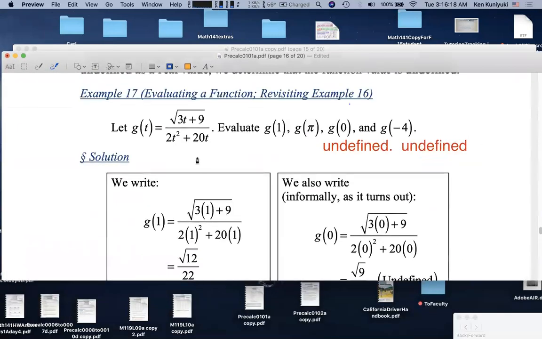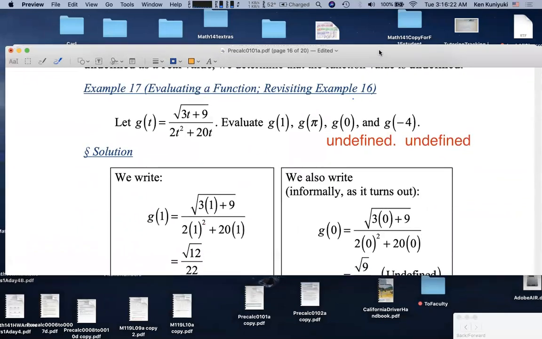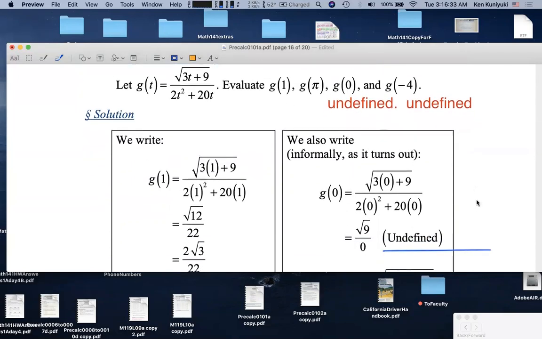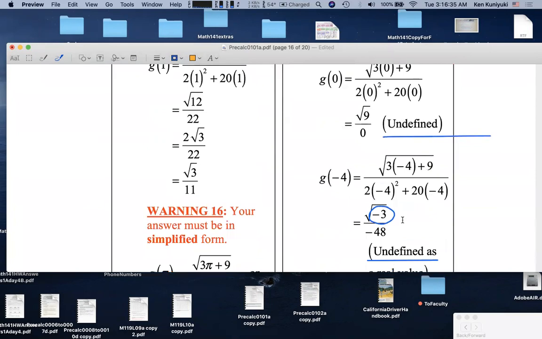But if you're given g of t equals blah, blah, blah, and you're asked to evaluate, instead of finding the domain explicitly at the outset, although theoretically we should, still, to evaluate these things, you plug in these values for t, and you see what happens. Do you have a problem with division by 0, or the even root of a negative number, or not?